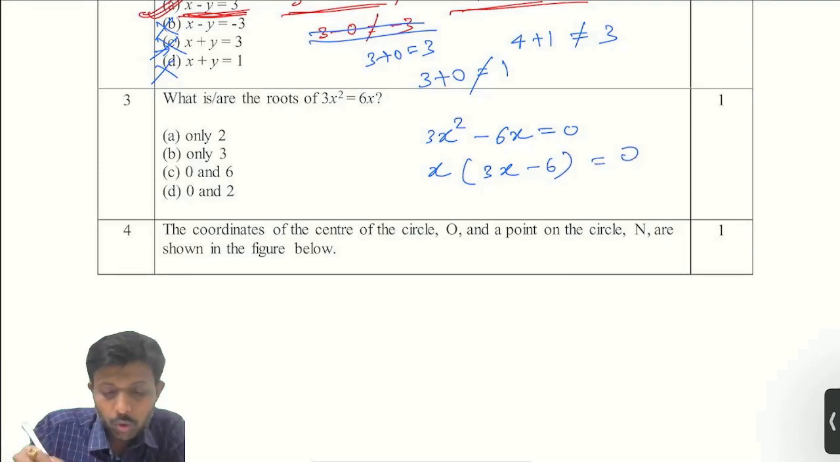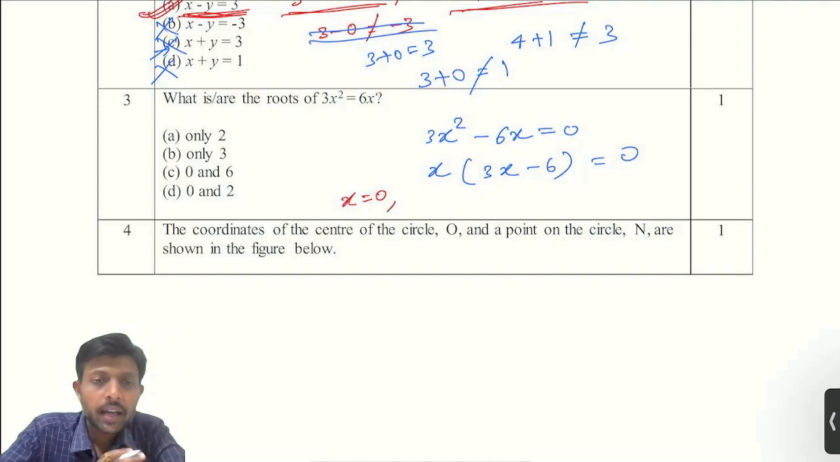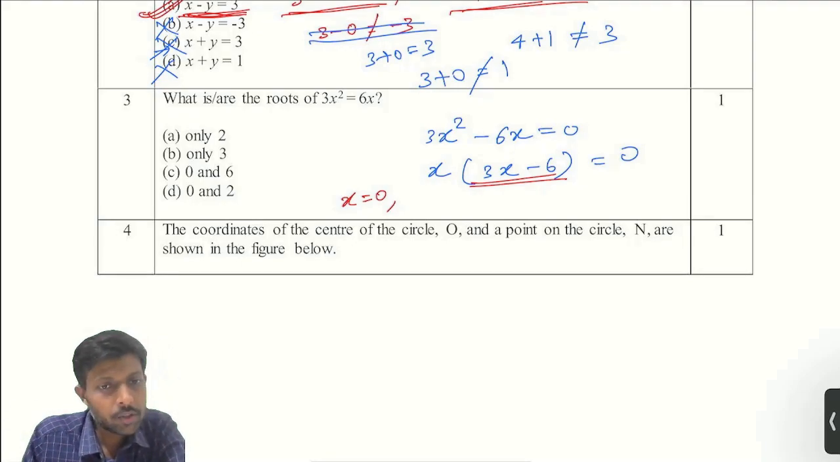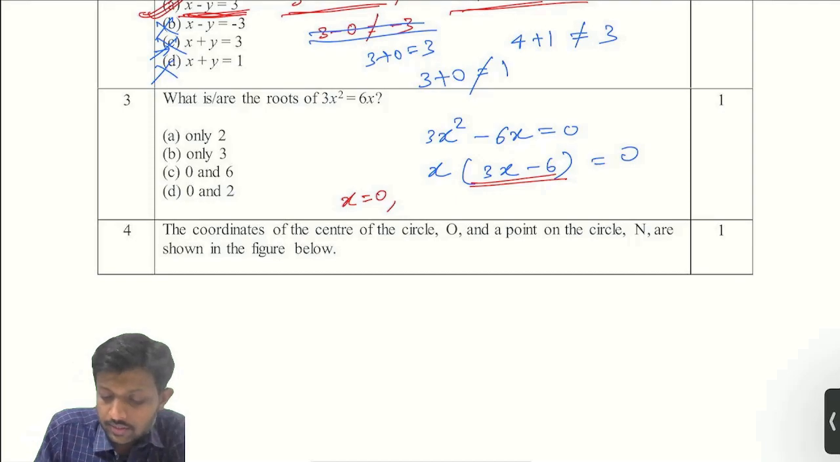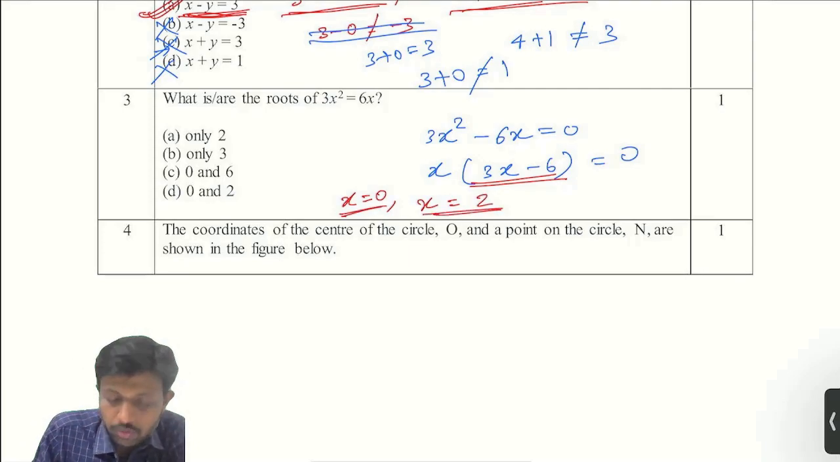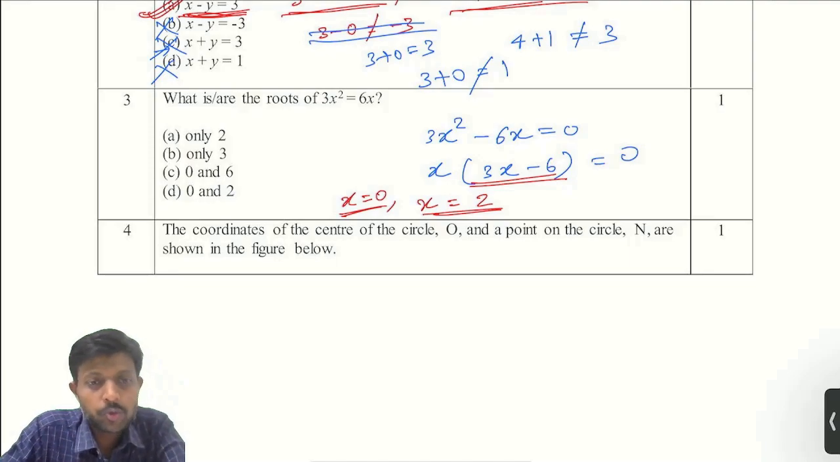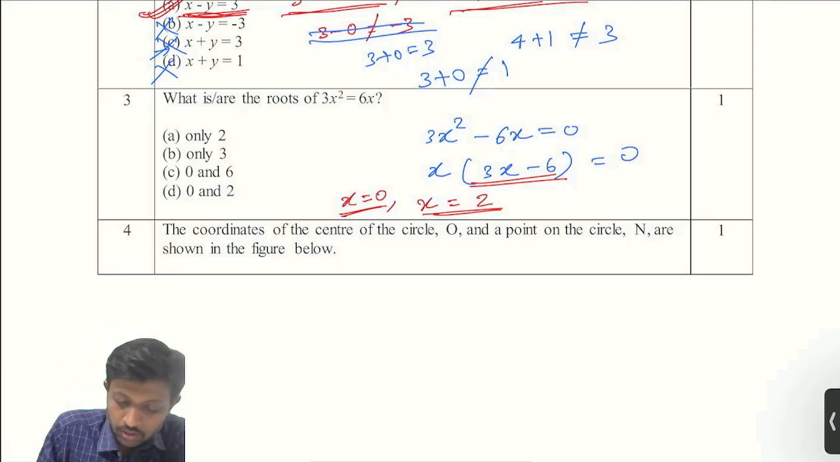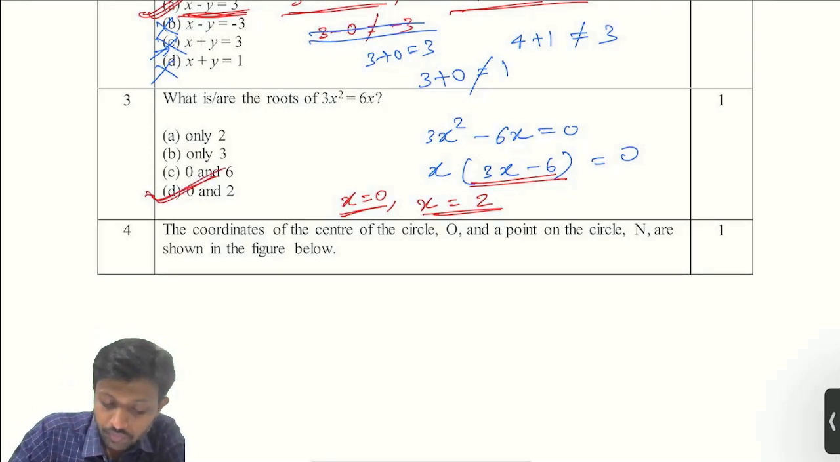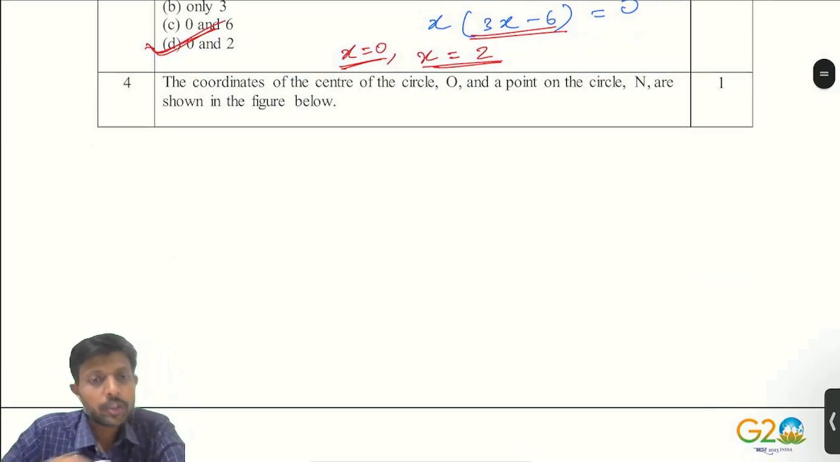Okay. Now, this will give you two roots. Either x can be 0 or this term can be 0. That will make our quadratic equation 0. So if 3x minus 6 is 0, that means x is equal to 6 upon 3, which is 2, right? So x equal to 2 and x equal to 0, these are the two roots of the equation. So 0 and 2, that's option number D. Alright, let's move on to the next question now.